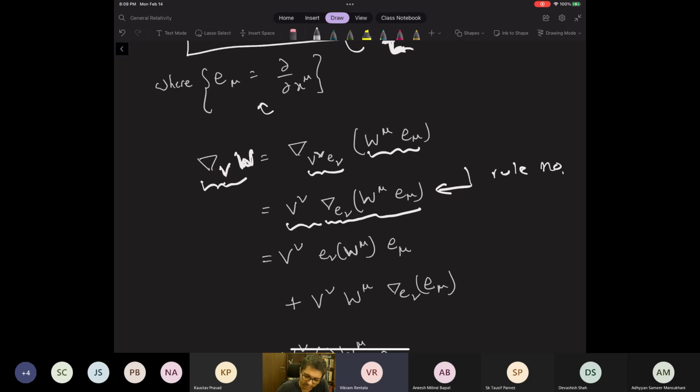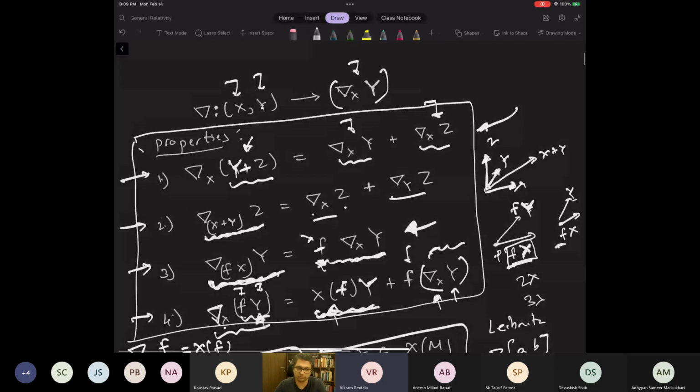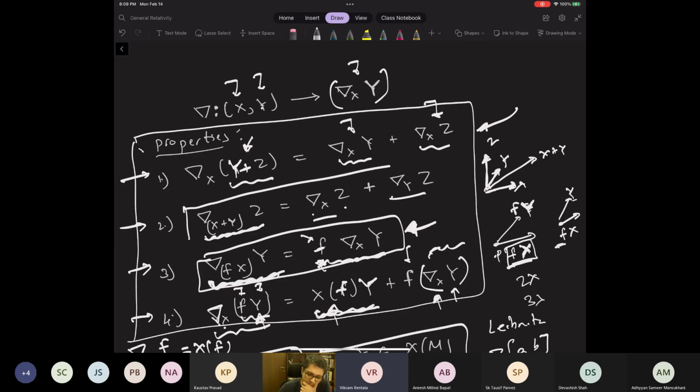Let me just check if you understand this. When I say that I'm pulling out this v nu over here, which rule am I using out of these four rules that I had? Third rule. Yeah, it's actually both the second and the third rule. Very good. We're using both the second and the third rule.